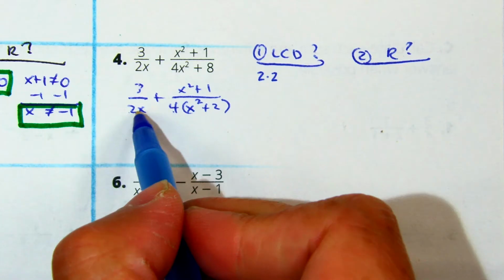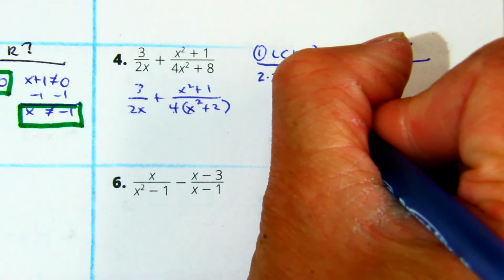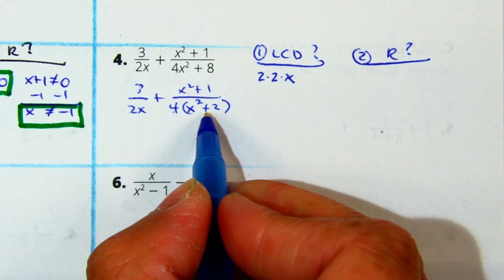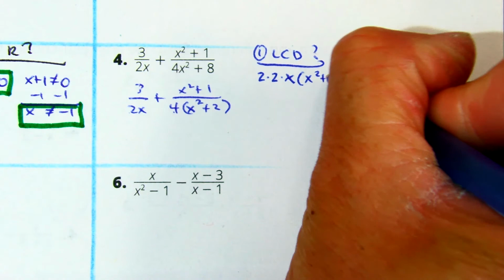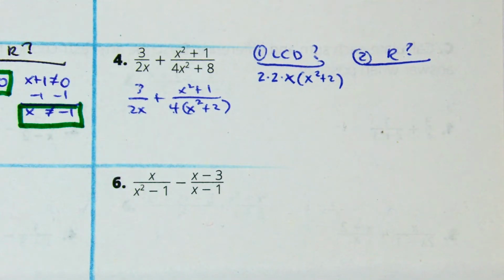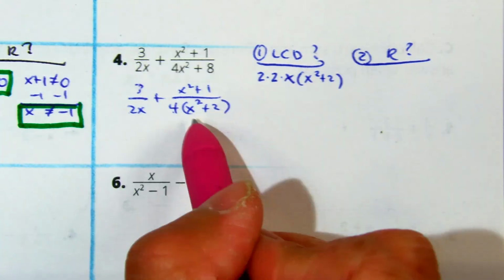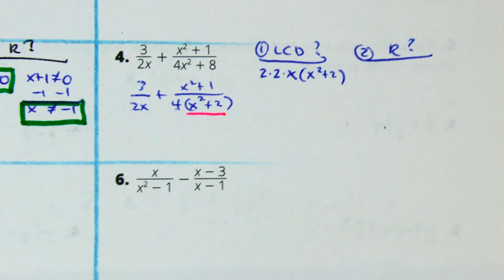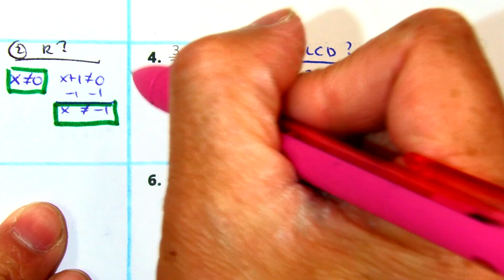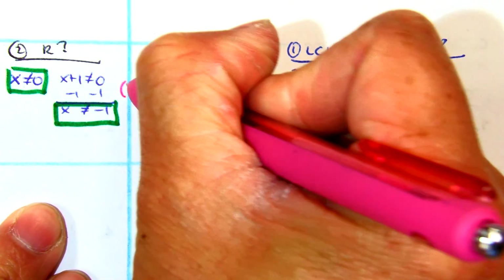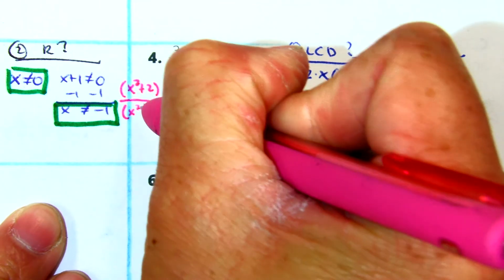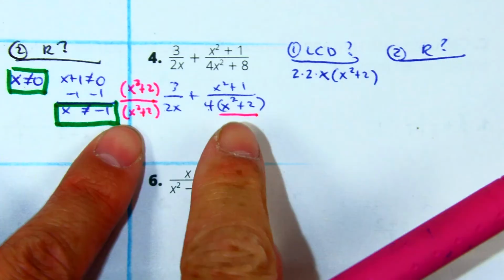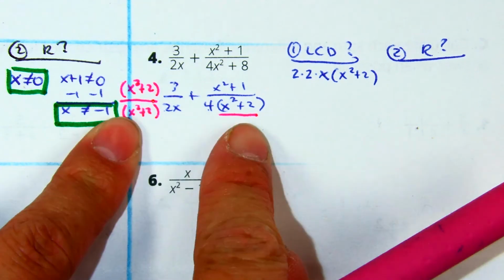This side has an x, but this side doesn't have an x. This one has x squared plus 2. So how do we make this fair in this math family? If this side has the x squared plus 2, eventually we have to multiply this side by x squared plus 2 over x squared plus 2. Basically what I'm trying to do is make the denominators look exactly the same. Does that make sense?